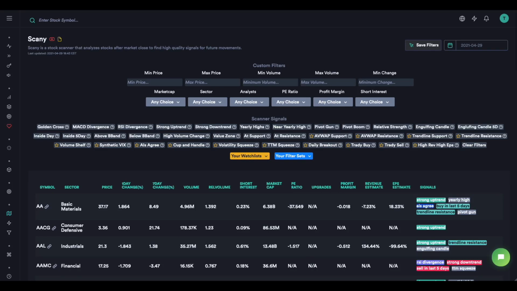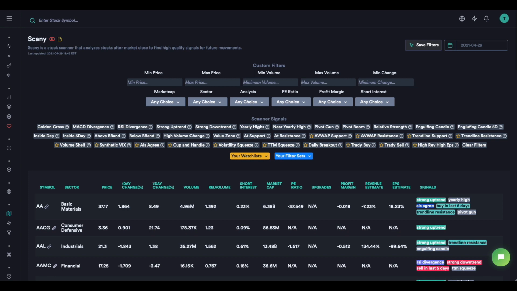Hey everyone, this is Heather and this is going to be a quick introduction to our Scany tool, which is a swing based scanner, and it's a really powerful tool. So I'd like to spend some time on it, and I'll go into some examples and show you how we can use it to find really good swing setups that you can then trade and become profitable. So let's dive right into the tool.